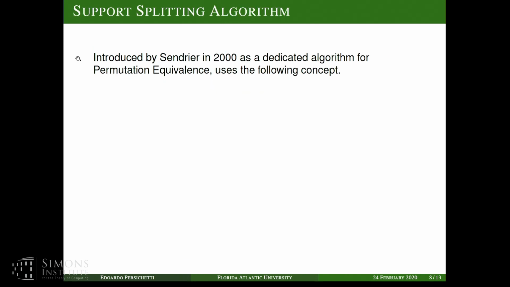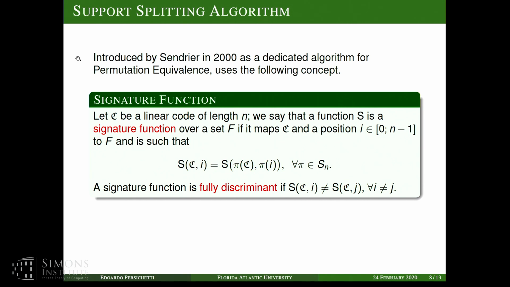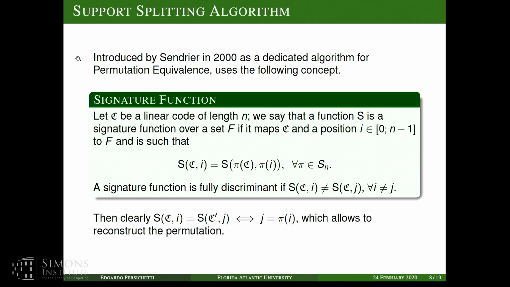And in fact, there is already a more clever way to do this, which is the support splitting algorithm, which was introduced in 2000 by Sendrier. This is a dedicated algorithm for the permutation equivalence case. And here it uses the concept of a signature function, which is, in a sense, a characteristic of the code, something that makes the code recognizable, in the sense that I can map the code and a certain position to the permuted version. And I say that the signature is fully discriminant if, whenever I change positions, I never get a collision. And so, of course, if I'm able to find a fully discriminant signature, then I can efficiently distinguish the code.